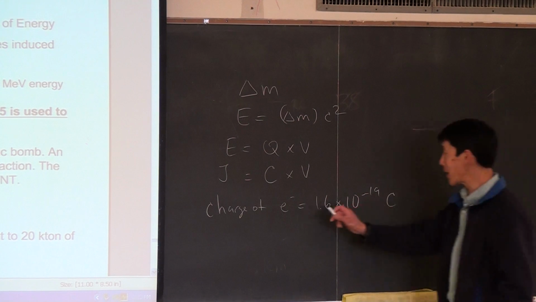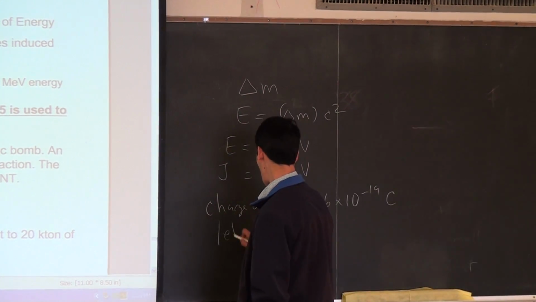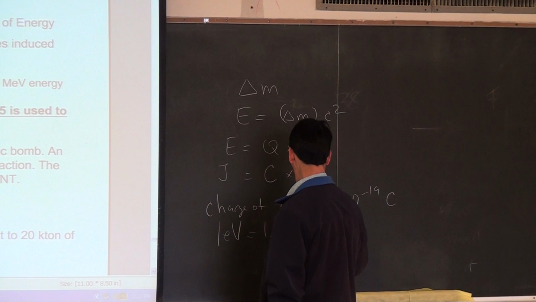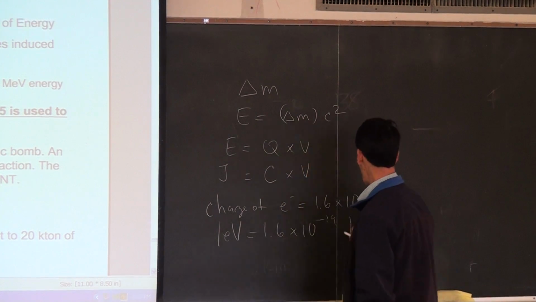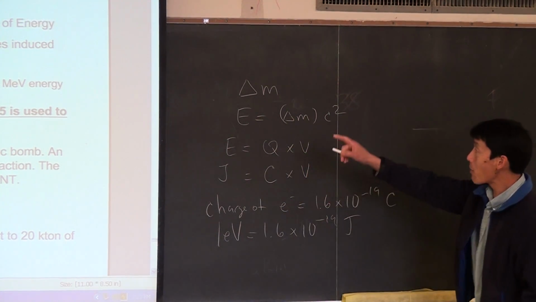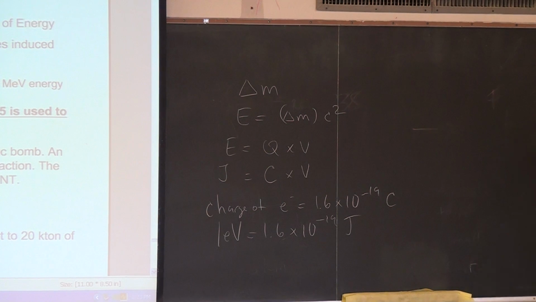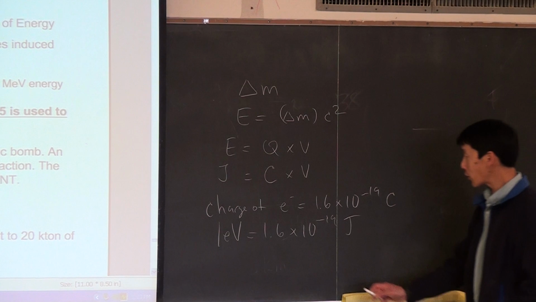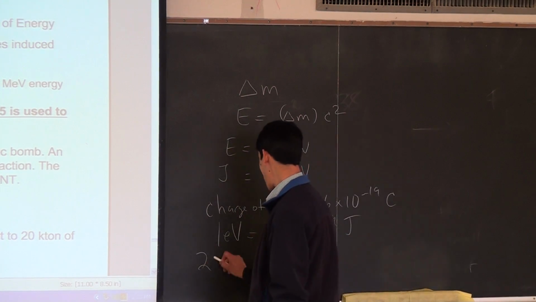Okay, so let me write that down. 1 electron volt is equal to 1.6 times 10 to the minus 19 joules. So how much energy is in 200 mega electron volts?